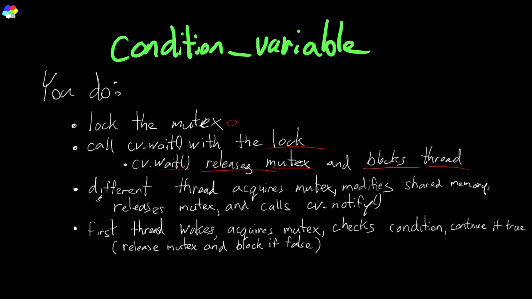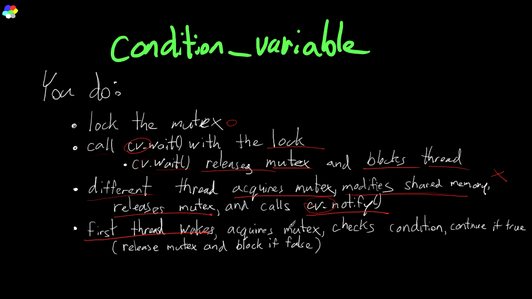And it's going to do that until a different thread first acquires the mutex, either via a lock, or it doesn't matter how you acquire it, but you get the mutex. You then have to modify some shared memory. Again, you might not have to do this, but in general it is what you're going to do. You're going to get the mutex, change some memory, release the mutex, and then call the notify function on the same condition variable that was used to wait. And that is going to wake up the first thread here.